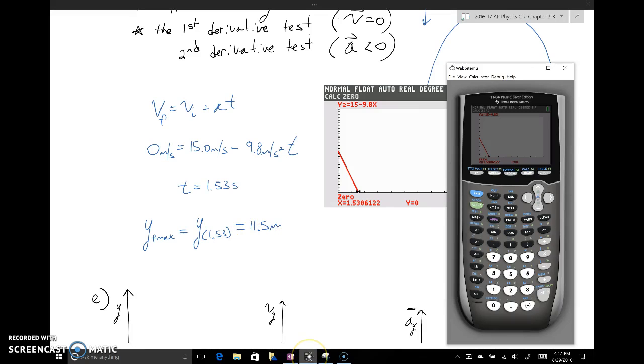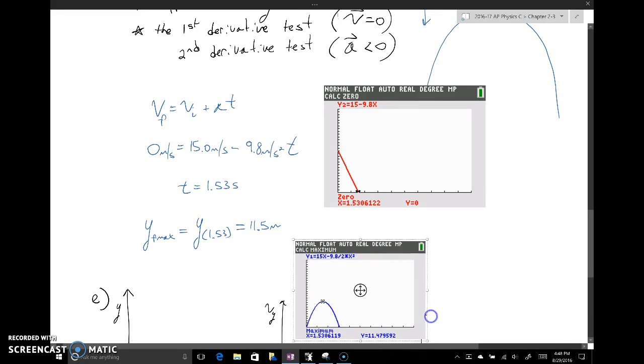Or another way we could have done it is with our calculator. Can graph that. Go to Calc, and max. And we're going to give it a left and a right bound. Cursors. There we go. 11.479. So there we go.